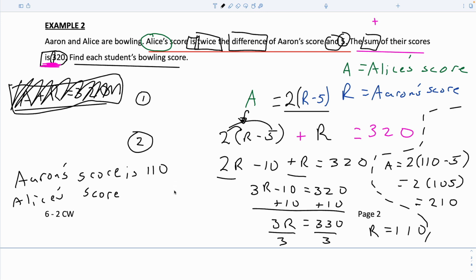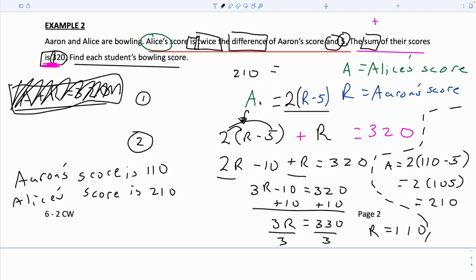I think I know what you're going to say, Jordan. Did I make a blunder? Yeah, because 2 times 110 plus 5 does not equal 2... What? Are you plugging in A over here? If you look at the scores, Alice's score is twice the difference of Aaron's and 5. If you do that math again, though, with the values we were given, it doesn't equal what it says it does. So something's wrong.